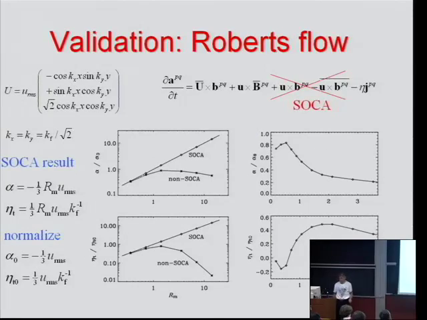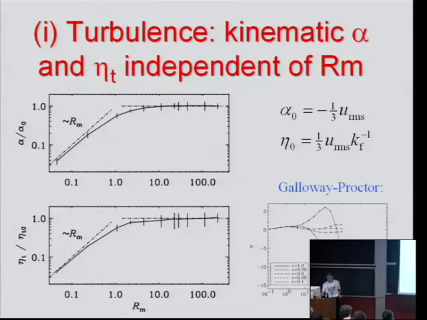This method has been validated using simple flow patterns. It's the so-called Roberts flow, for which the results are analytically or semi-analytically known, both for the second-order correlation approximation, which we are not really interested in, but also for the non-second-order correlation approximation case, which is the case when you don't neglect these quadratic or nonlinear terms. So the results do agree with theory for isotropic homogeneous turbulence without back reaction.